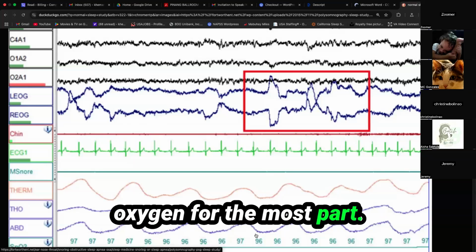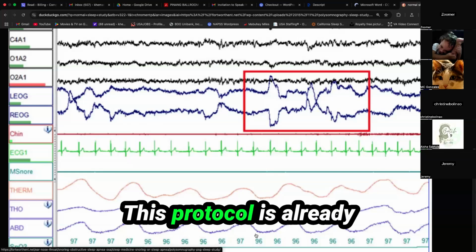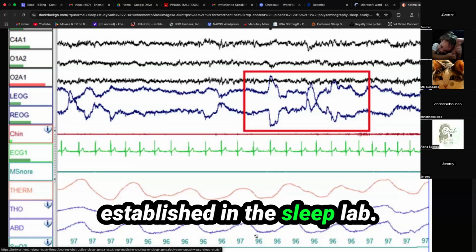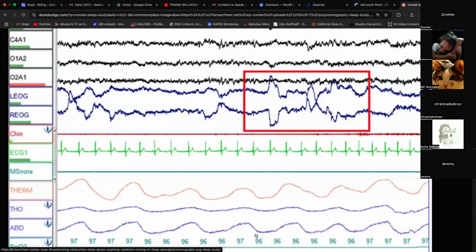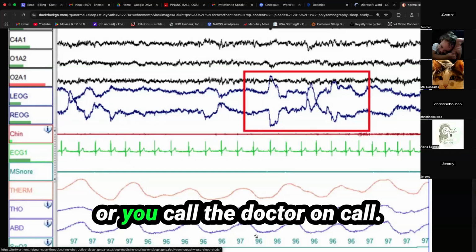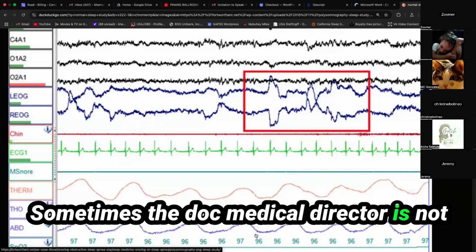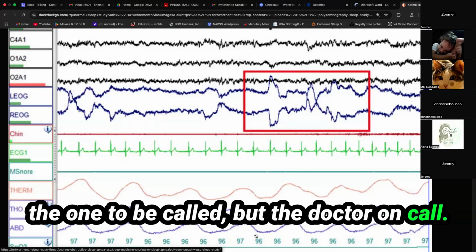For the most part, this protocol is already established in the sleep lab. If not, what would you do? You call the medical director, or you call the doctor on call. Sometimes the medical director is not the one to be called, but the doctor on call.